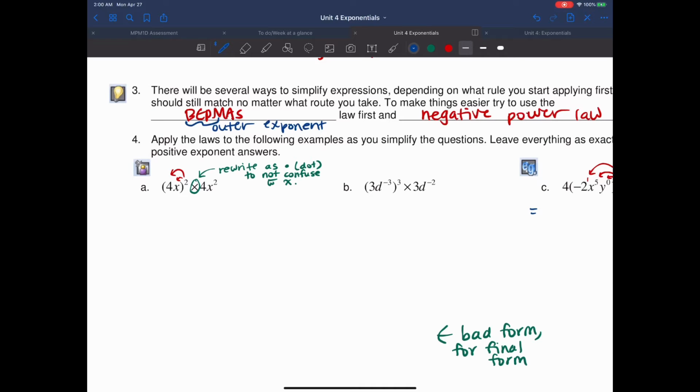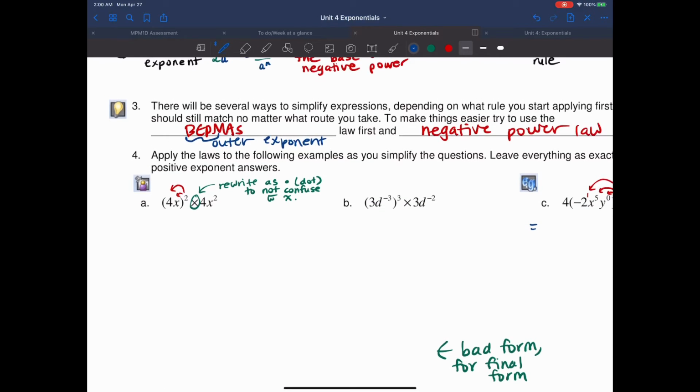So I'm going to start with 4a. So 4a, I wrote, okay, rewrite that multiplication dot as a dot to not confuse it with an x. So let me start off. Just remember that the 2 is going to be distributed to each part within the bracket. So I have 4 squared times x squared, so that's the first part, times 4x squared. See how I replaced that x with a dot so I don't confuse it with an x. So 4 squared is equal to 16. So I have 16x squared dot 4x squared.